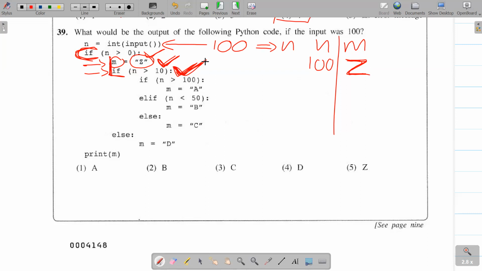Then it checks whether n is larger than 10. n is 100, and 100 is larger than 10.